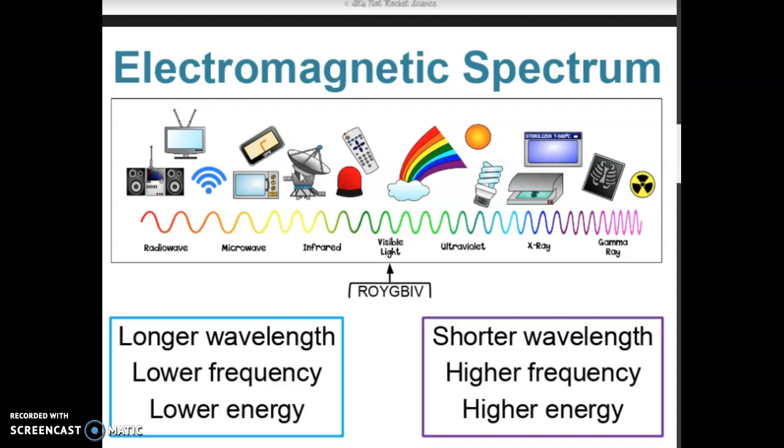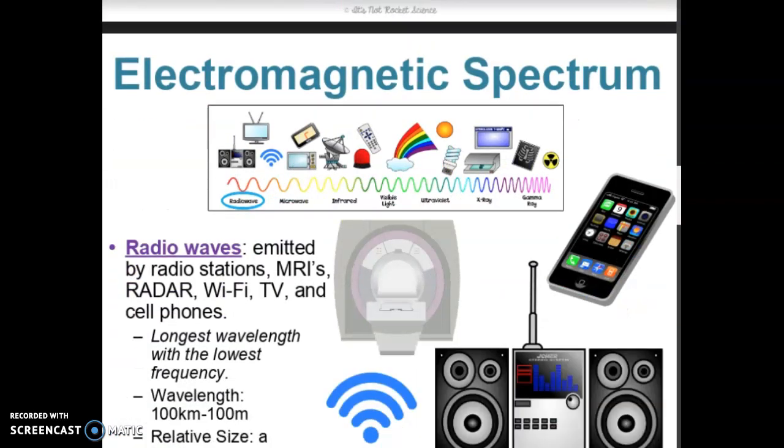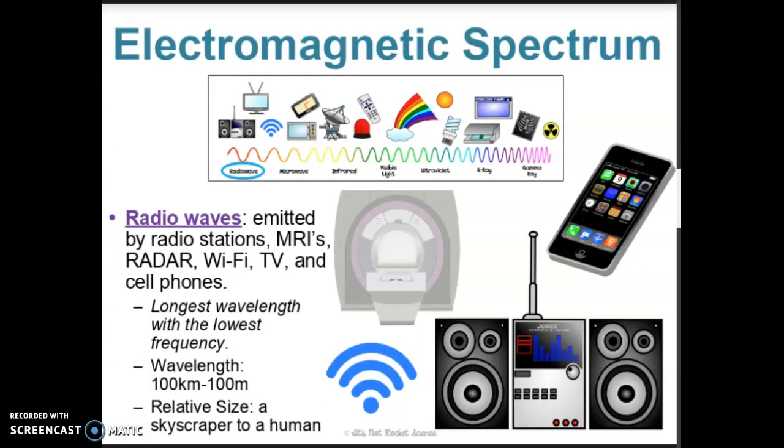As we travel across the spectrum to the right, we can see that the wavelengths are slowly getting shorter all the way until we get to gamma rays, where it's the shortest wavelength, it has a much higher frequency, and it carries much more energy. All right, so let's break these down into the different waves.